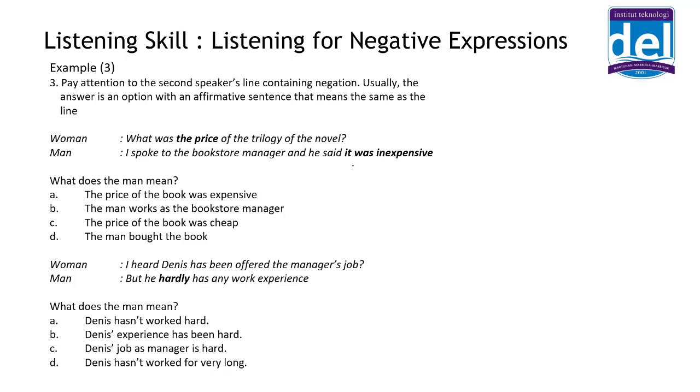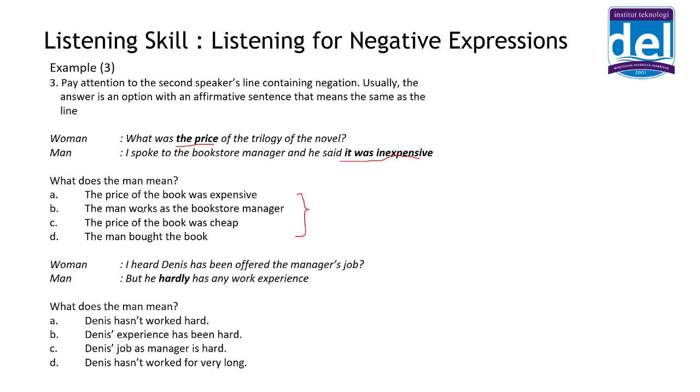The clue over here is that the woman was asking for the price and the man said it was inexpensive. Therefore, we can conclude that the price was inexpensive. So which one of these options has the same meaning, or the restatement of the price was inexpensive or the price was cheap?